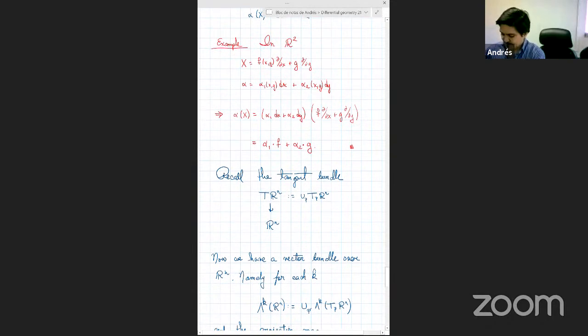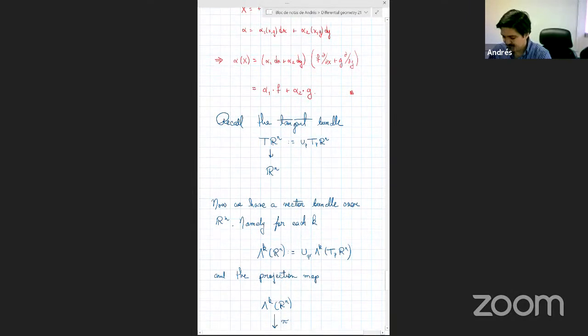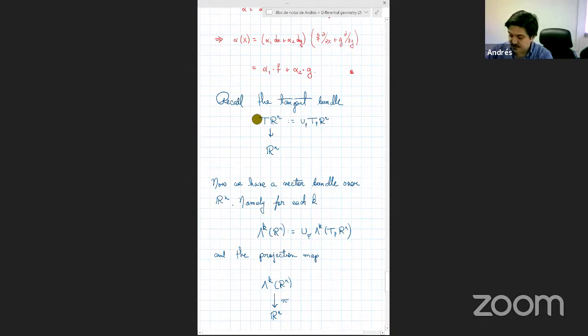So the whole idea is to replace this vector space, but now by these ones. And we take the union of all of them. That's the definition. It will happen that that is also a smooth manifold, this one here. And as in the case of the tangent bundle, you have the projection map.